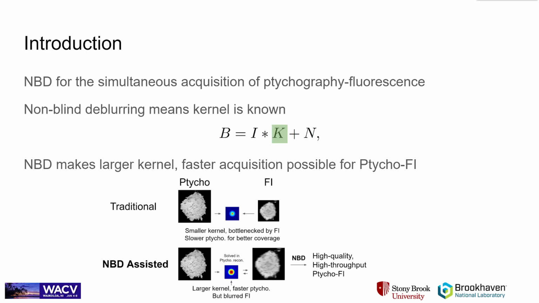In this paper, we are solving a non-blind deblurring problem for ptychography fluorescence. NBD means the blurring kernel is known during deblurring, and Ptycho-FI can benefit from NBD because ptychography can solve the kernel. Then we can use a larger kernel for fluorescence and do NBD, and the acquisition is much faster because of the large kernel.